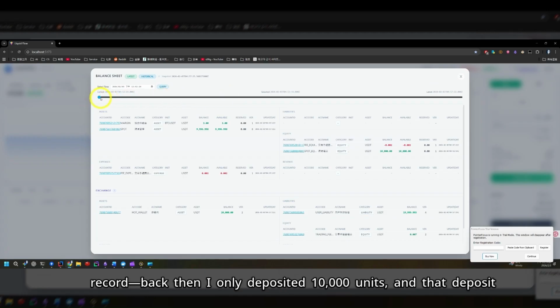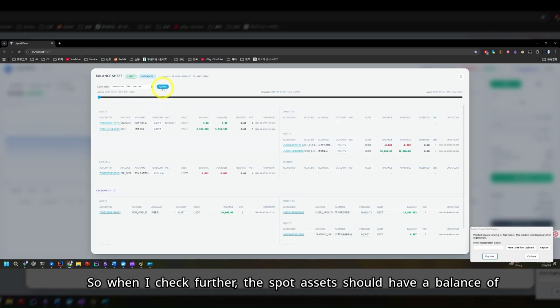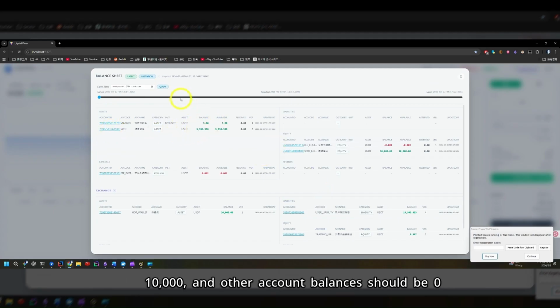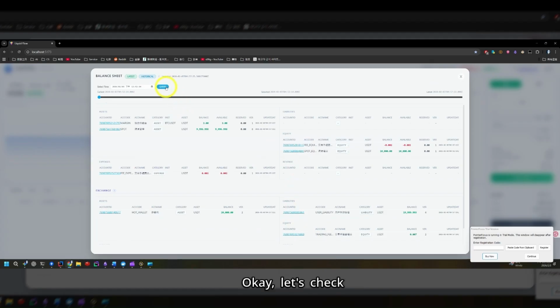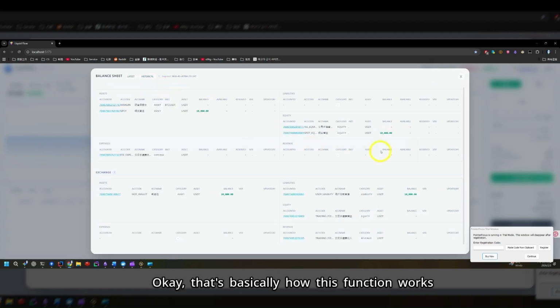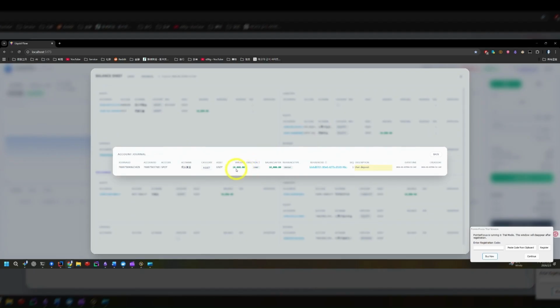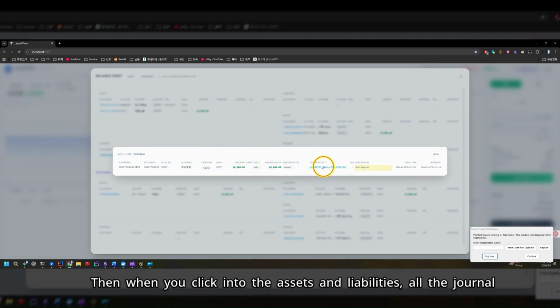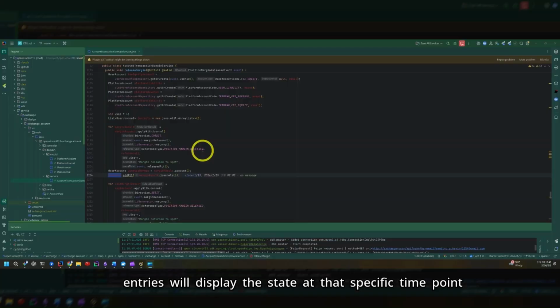Back then, I only deposited 10,000 units, and that deposit triggered the account initialization. So when I check further, the spot assets should have a balance of 10,000, and other account balances should be 0. Then the platform should have a hot wallet of 10,000, and equity should also be 10,000. Okay, let's check. Okay, that's basically how this function works. When we click in, the account details will also revert to the historical state. Then when you click into the assets and liabilities, all the journal entries will display the state at that specific time point.